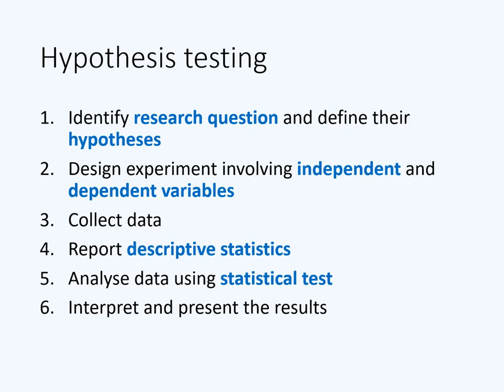In step 4, once they have their data, they will need to report the descriptive statistics or characteristics of the data. And this includes measures of central tendency and variability. In step 5, the data is analysed using a statistical test. And finally, in step 6, they interpret and present the results.